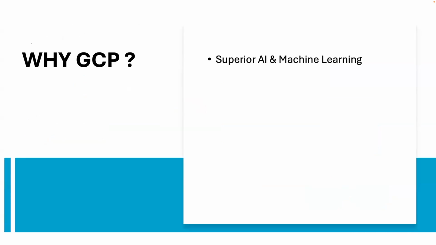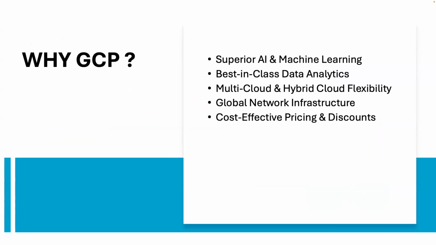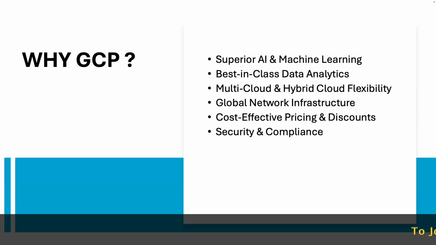So why GCP, Google Cloud? There are some exclusive features: superior AI and machine learning services, data analytics services, multi-cloud flexibility, global network infrastructure. Google Cloud has its own private network infrastructure that we are going to discuss today. Cost-effective pricing model compared to other clouds. The pricing is a little less when it comes to Google Cloud. You can compare that if you're already working in AWS and so on.